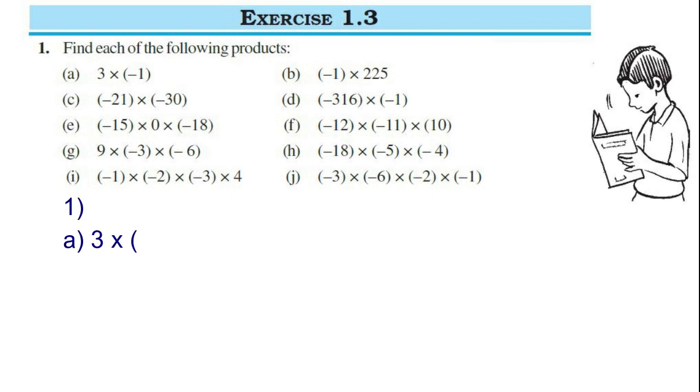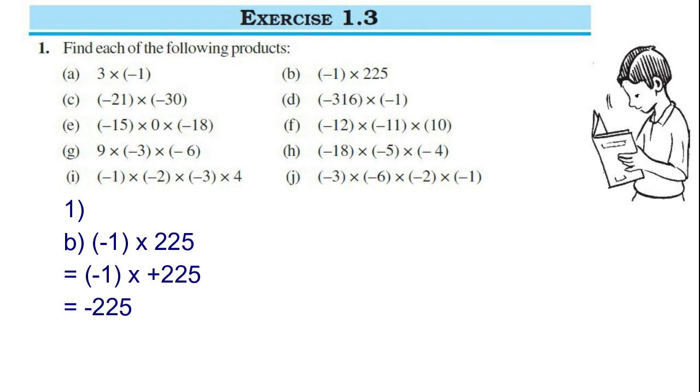Here plus 3 multiplied by minus 1. So 3 into 1 equal to 3 and signs are plus and minus. So plus into minus equal to minus. So we'll get minus 3 as the answer. Okay, go to problem B. Minus 1 multiplied by 2 to 5. Minus 1 into plus 2 to 5. So minus into plus equal to minus and 2 to 5 into 1 equal to 2 to 5. So the answer equal to minus 2 to 5.